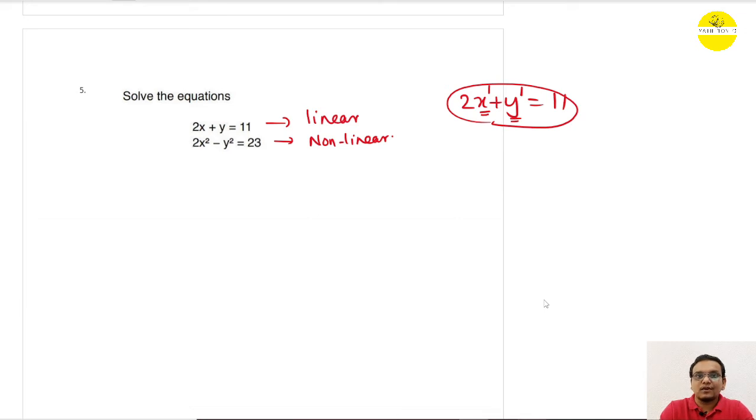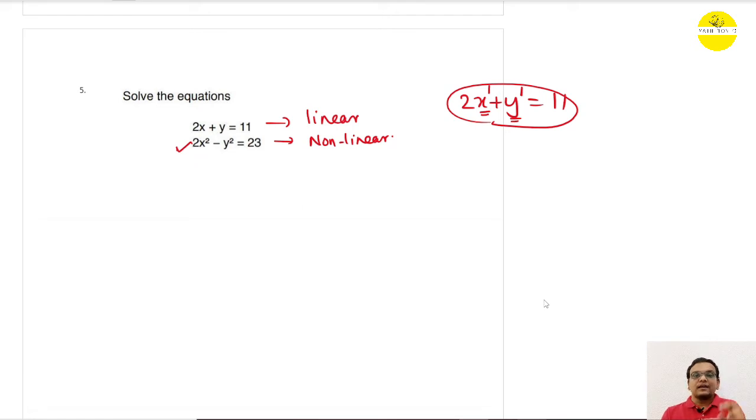That means the power of the variable should be 1. But here the power is not 1. It is 2 here, it is 2 here. So this kind of equation is known as a non-linear equation. Now again, the same question, how to solve this kind of question, because we did only solving two linear equations. But in this case, one is linear and the other one is non-linear. So how to solve this kind of question?